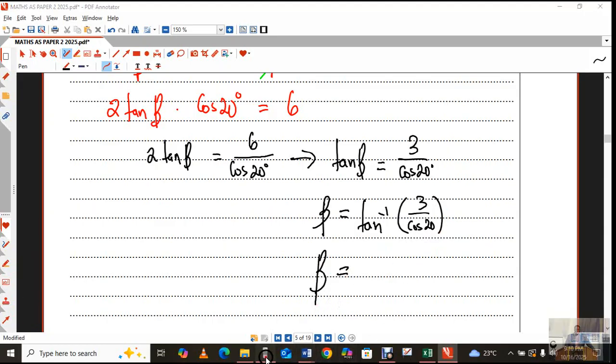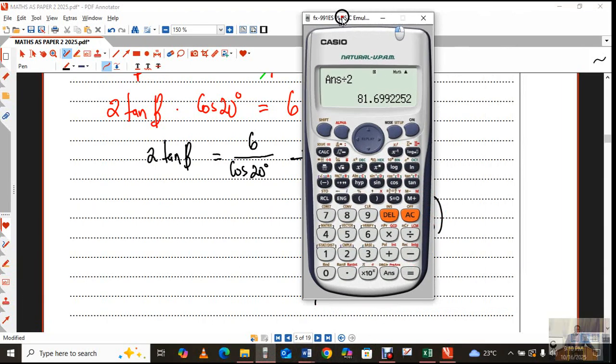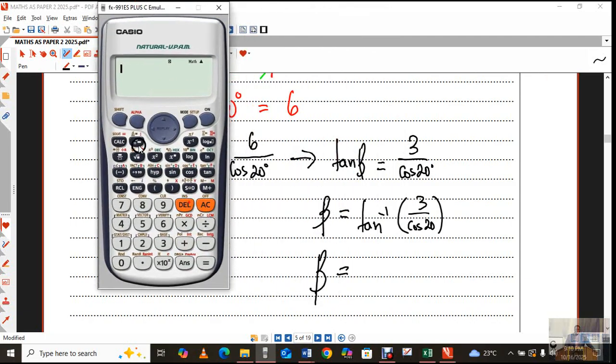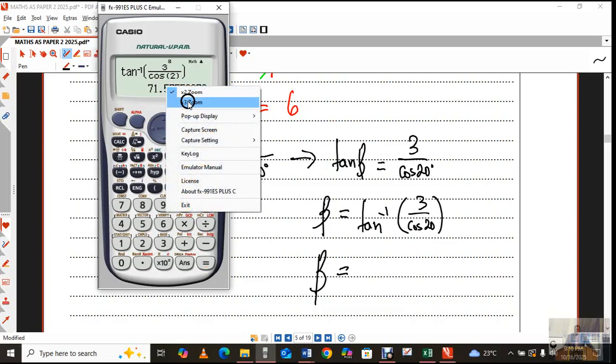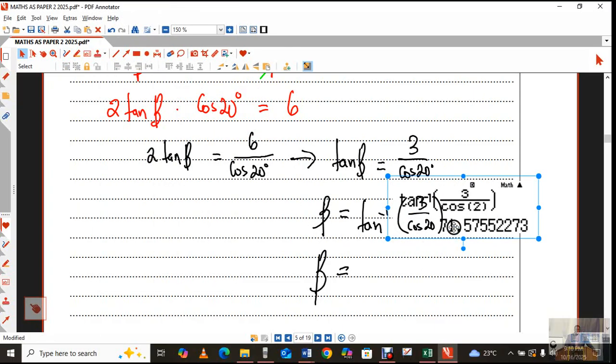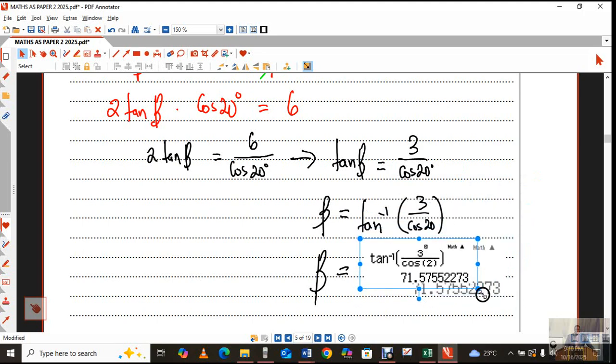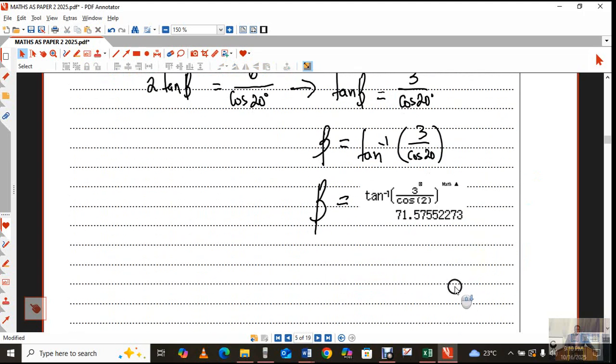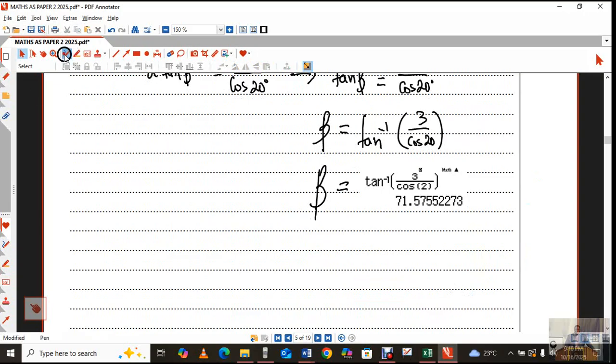So let's grab our calculator. Our calculator is in degrees mode already, so there's nothing to be afraid of. So we take the inverse tangent of 3 over cosine of 20 degrees. Okay, and then you hit equal to, and this is our solution. So just one solution to this answer over here. Right, so the answer we are looking for, therefore, beta is equal to 72, I believe.